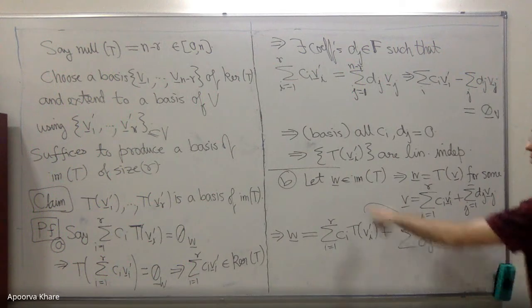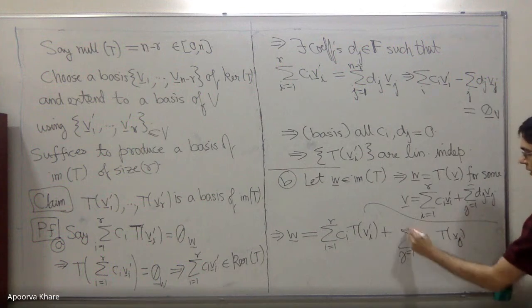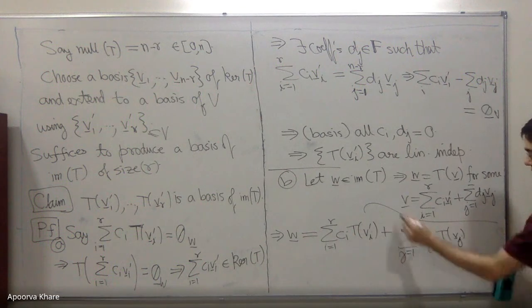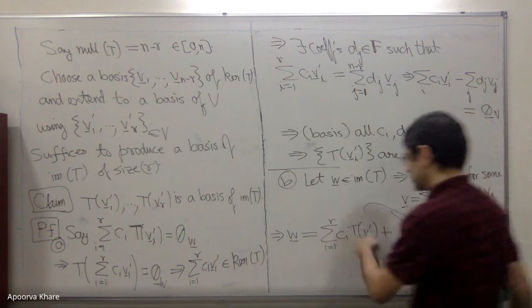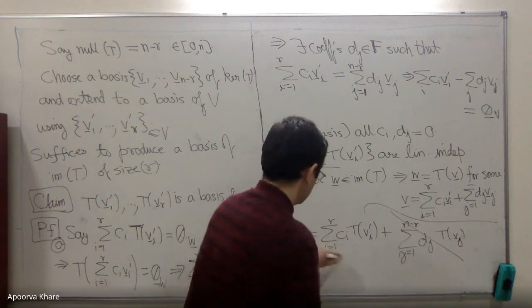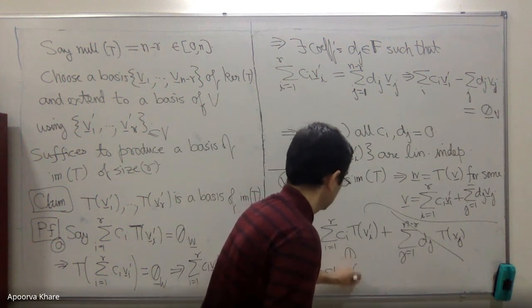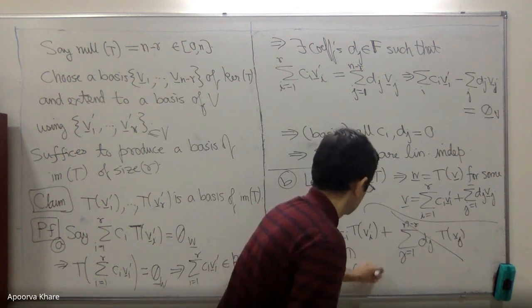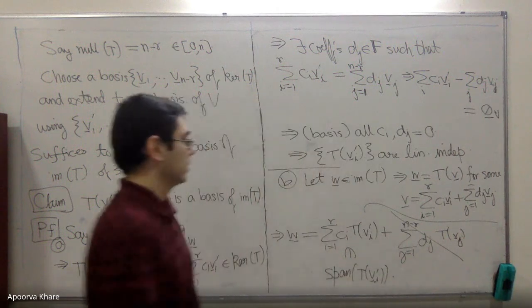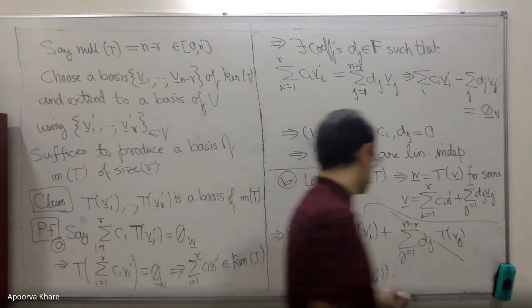But T of Vj's are in the kernel, so T of Vj is 0. So this entire sum is a linear combination of zeros. So this just vanishes. And so W is this thing. But this vector here is obviously in the span of the T of V prime i's. So every vector in the image of T is in the span of this thing, so it's a span.